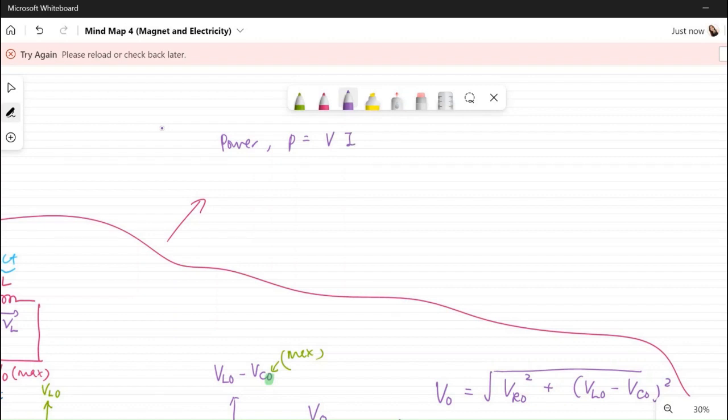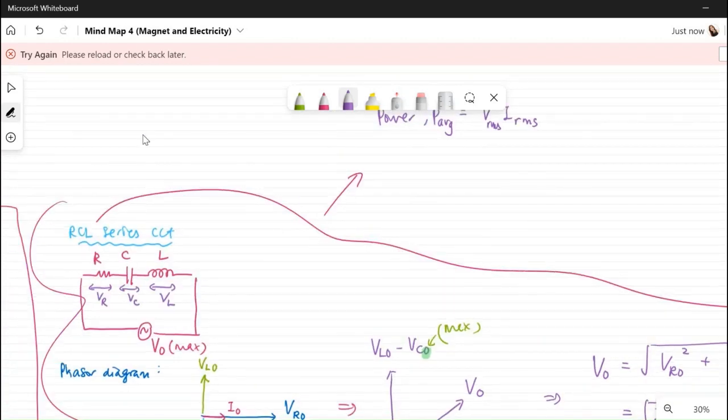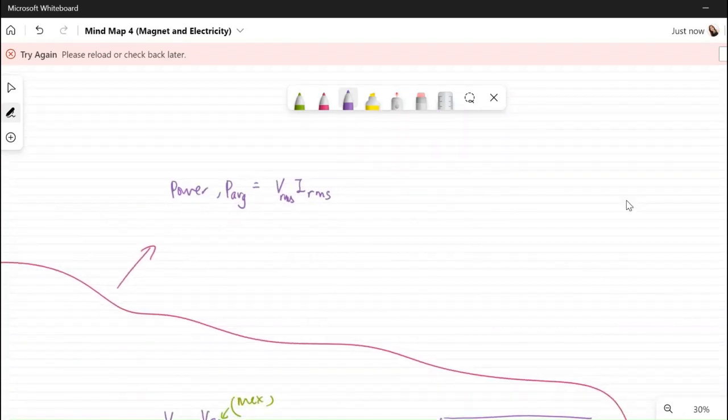Okay, now we refer to AC, so this power here is called the average power delivered to the AC circuit, equal to V RMS multiplied by I RMS, right? But because we are looking at the RLC series circuit, and the phase angle between the VR, VC, and VL will be different, we have an additional term for the power. We call it cos phi, and this cos phi is called the power factor.